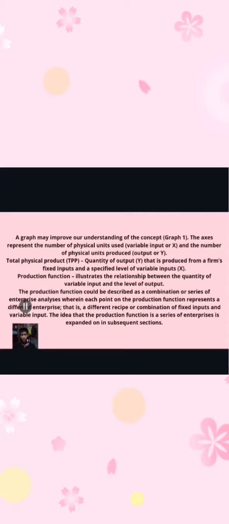The production function can be described as a combination or a series of enterprise analyses wherein each point on the production function represents a different enterprise, that is, a different recipe or combination of fixed inputs and variable input. The idea that the production function is a series of enterprises is expanded on in a subsequent section.